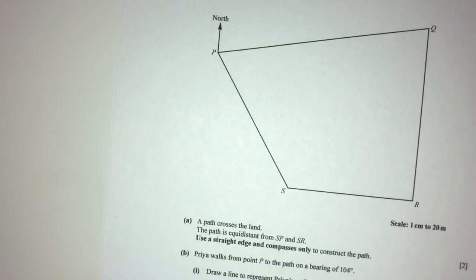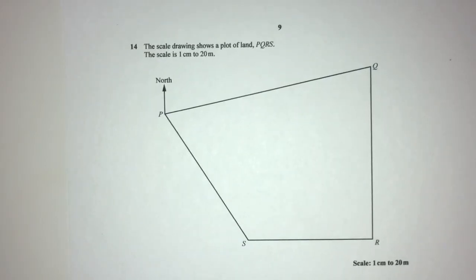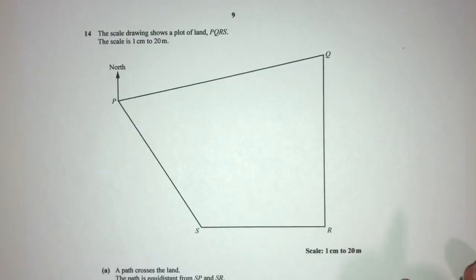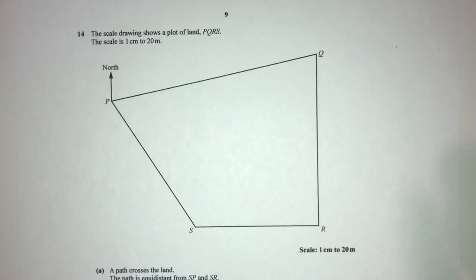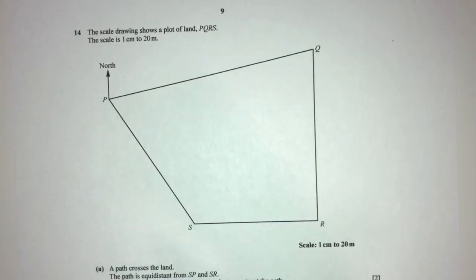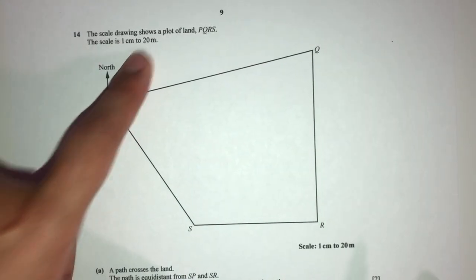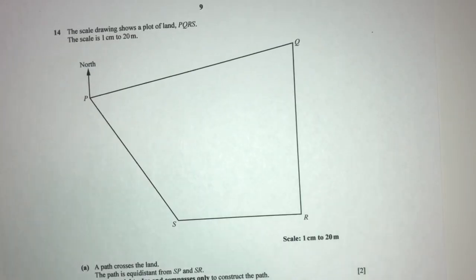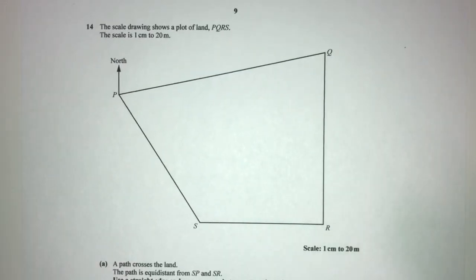Okay, so here we have a locus question. So obviously, too bad I don't have my instruments with me to draw the locus, but I'll explain this pretty fast. Let's see what can we do. So the scale drawing shows a plot of land PQRS. So we have here PQRS, right? The scale is 1 to 20. Okay, so in this question, obviously my drawing may not be perfect, may not be the same as on the exams, so you might differ a little bit from the marking scheme. But the methods will be right, if that makes sense.